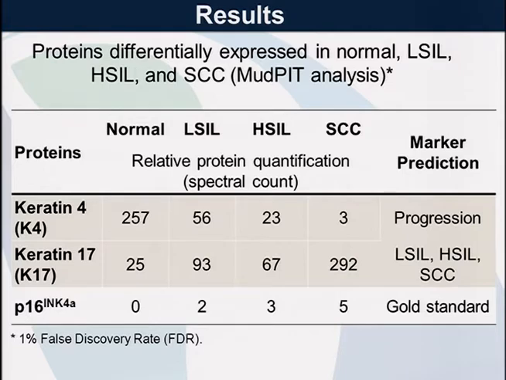And according to what these numbers were telling us, we predicted what they might work as. So first we have keratin 4, and as you can see, the values decrease with progression to cervical cancer. So we predicted that this was going to be a progression marker. From the same family of the keratins, we selected keratin 17, which according to the relative quantification, we predicted to be an LSIL, HSIL, and cancer biomarker. We were also able to identify P16, which is the gold standard marker, from our mass spectrometry analysis.